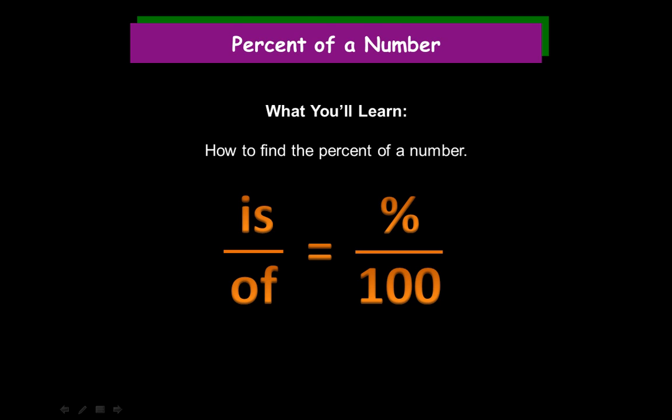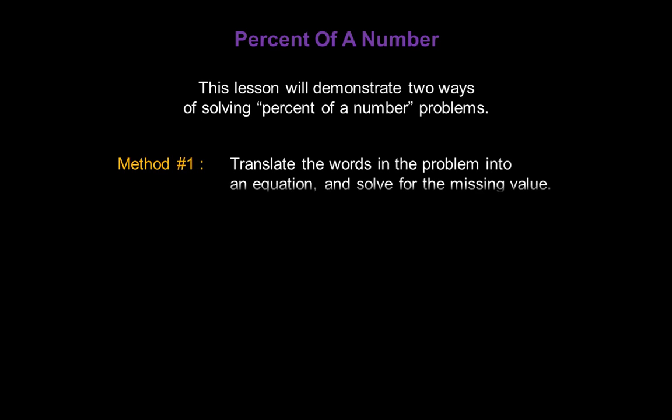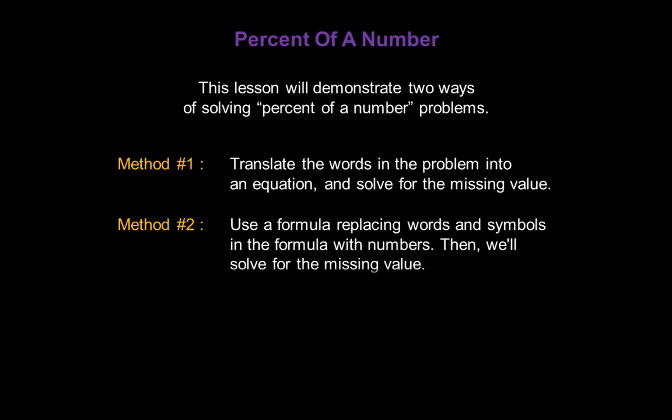Here's what you'll learn: how to find the percent of a number. This lesson will demonstrate two ways of solving percent of a number problems. In method number 1, we'll translate the words in the problem into an equation and then solve for the missing value. In method number 2, we'll use a formula, replacing words and symbols in the formula with numbers. Then we'll solve for the missing value.